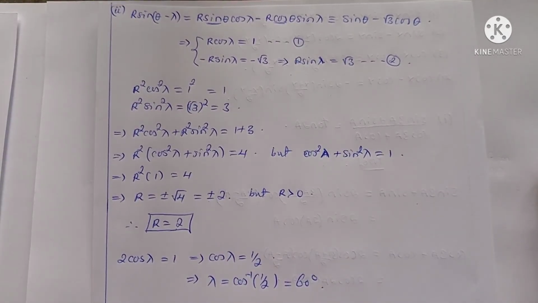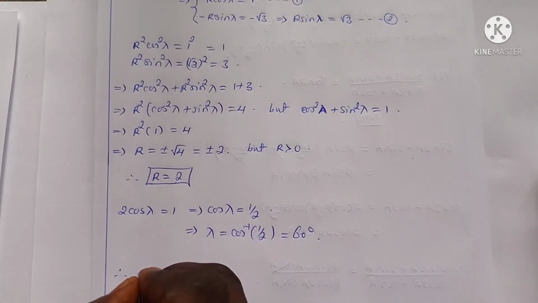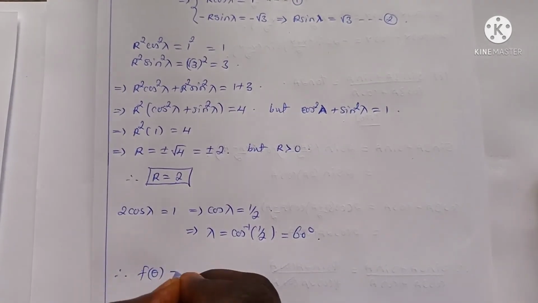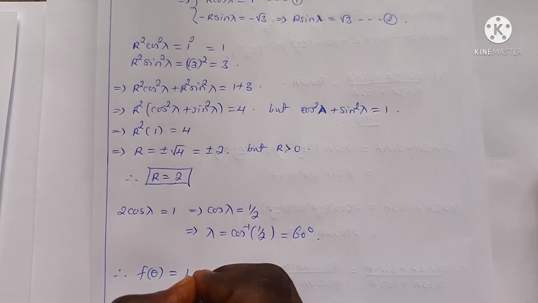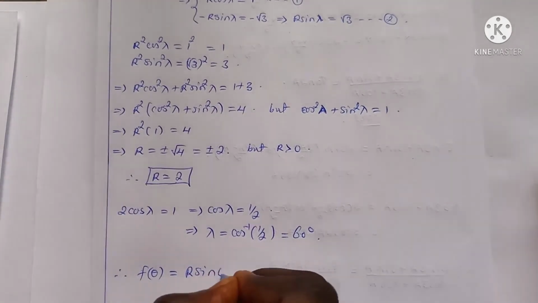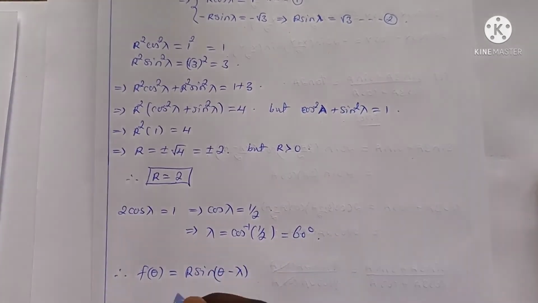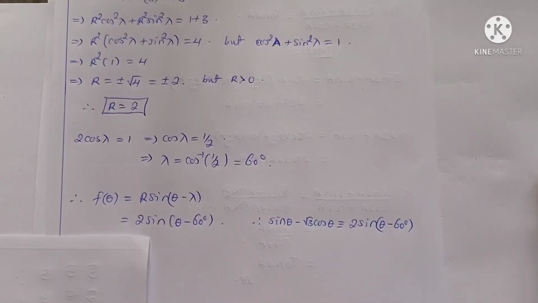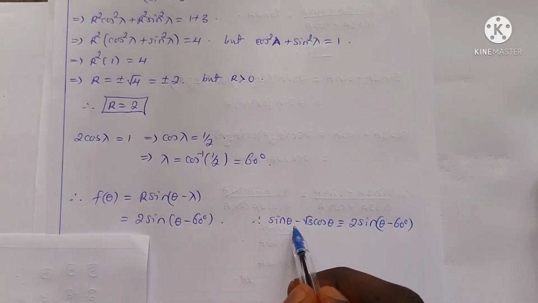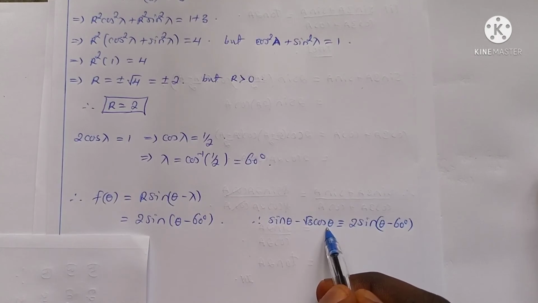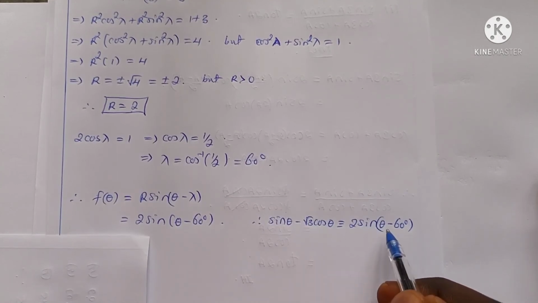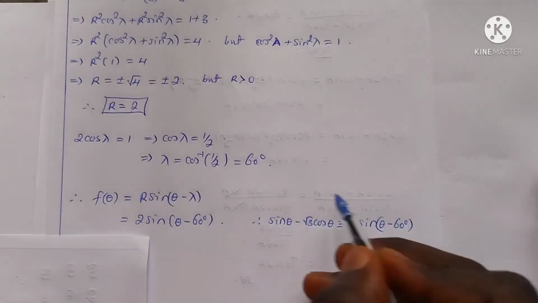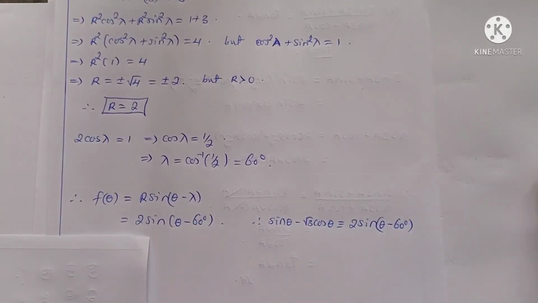Therefore, we are saying that f of theta is equal to r sine theta minus lambda, which is equal to 2 sine theta minus 60 degrees. Therefore, the sine of theta minus root 3 times the cosine of theta is identically equal to 2 times the sine of theta minus 60 degrees. So this is an identity which is satisfied by all values of theta.